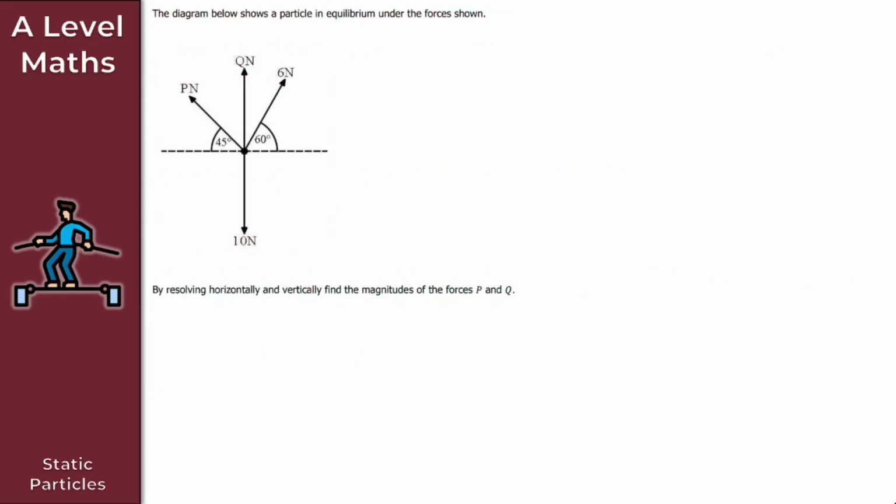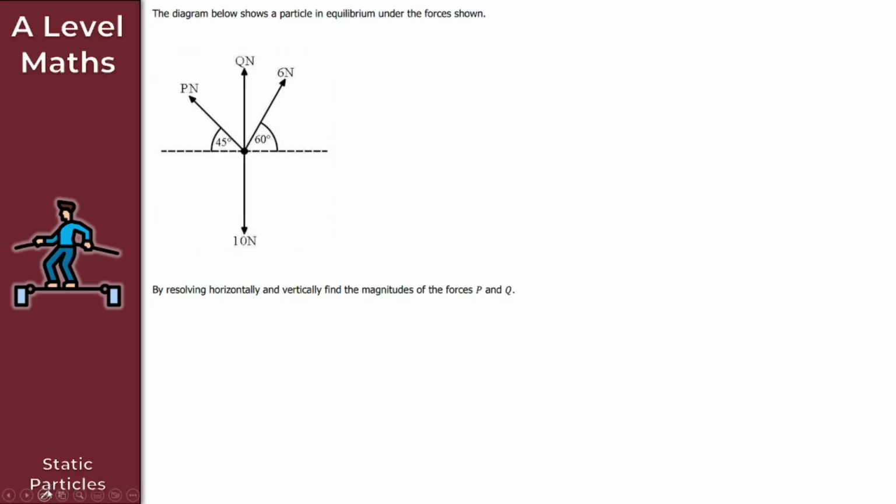Let's take a look at this one practice question for static particles. Straight away, we can see that we have this diagram, which shows a particle in equilibrium under the forces shown. There are a number of different forces acting upon the particle. The question says, by resolving horizontally and vertically, find the magnitudes of the forces P and Q. Before we can resolve horizontally and vertically, we need to take these two forces of 6 newtons and P newtons and split them into horizontal and vertical components.